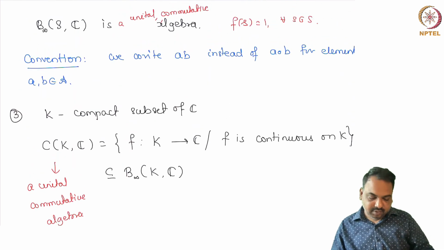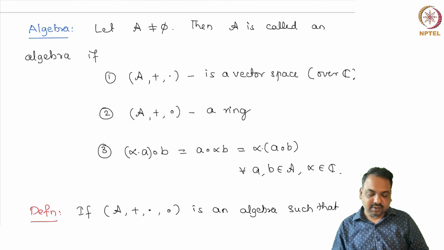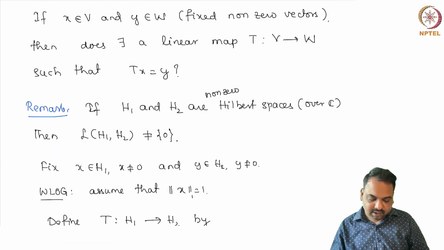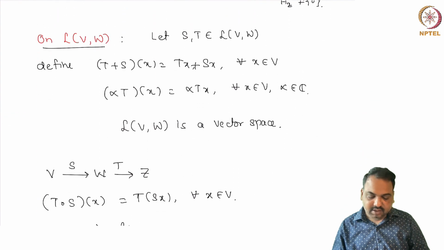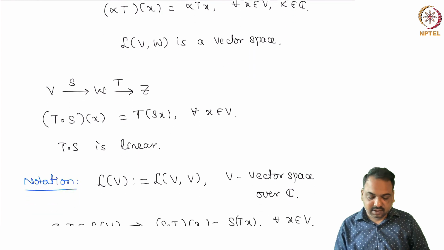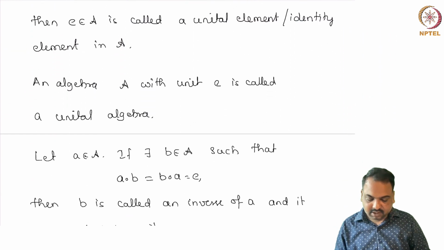Okay. So let me quickly recall what we have done. Today we discussed the definition of a linear transformation and a few examples of linear transformations. Then we discussed that L(V) is an algebra. Then with that motivation we discussed what is an algebra and some properties of an algebra.